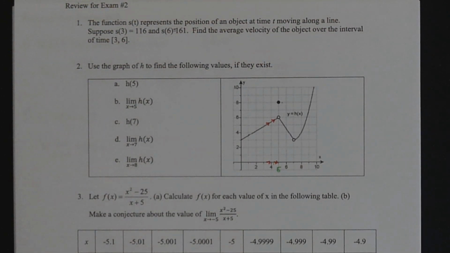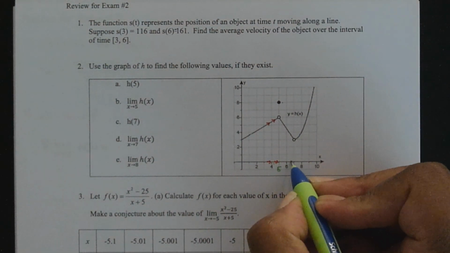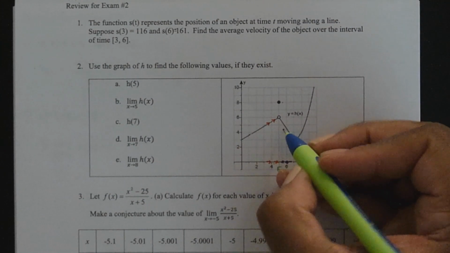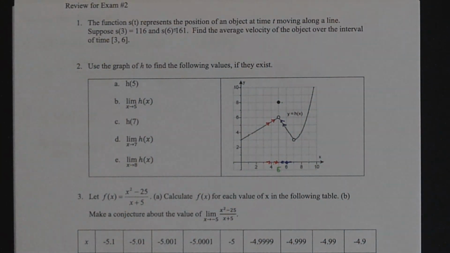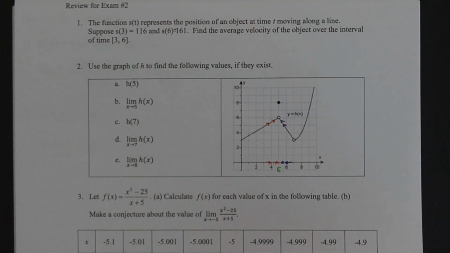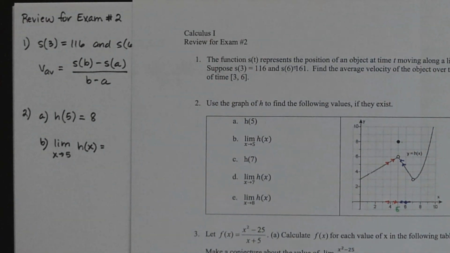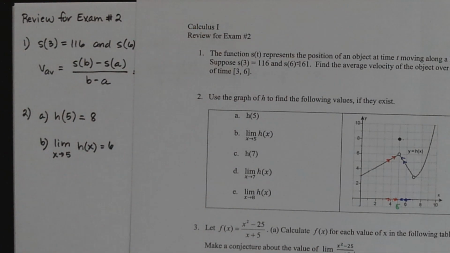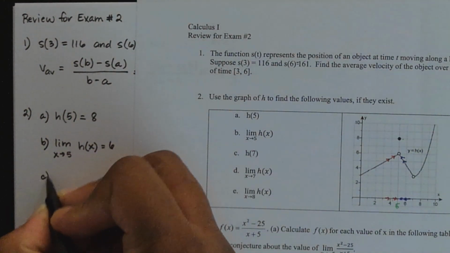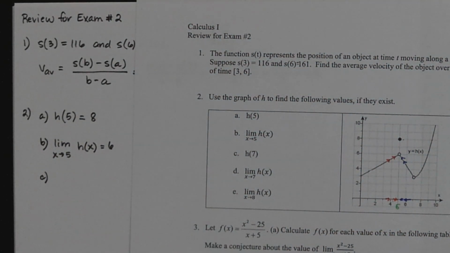And to the right of 5, also going to 6, because here's 5, we're coming from the right. That means that these values of h of x get closer and closer to 6. So the limit as x approaches 5 of h of x will end up being 6. Okay. All right, questions about part B.